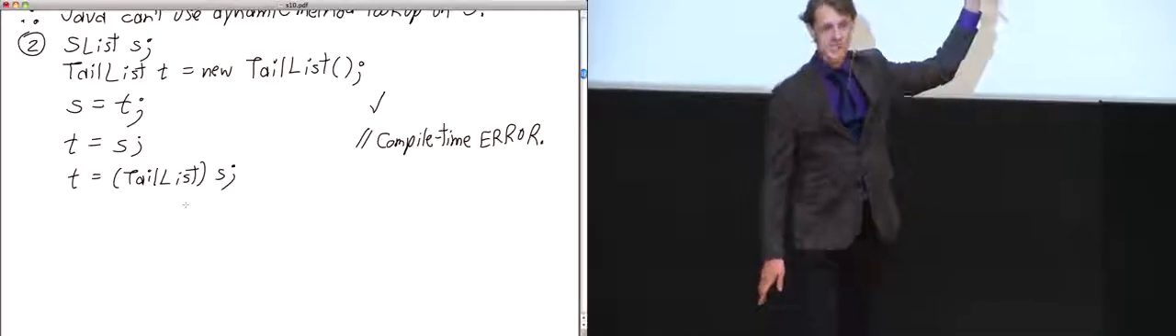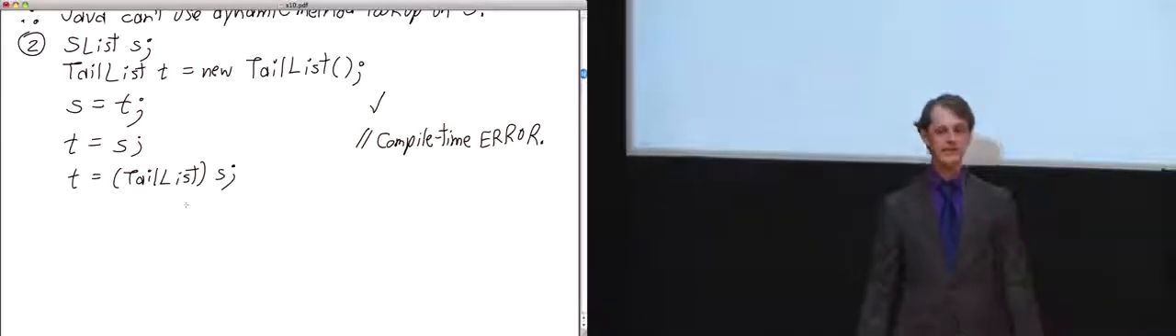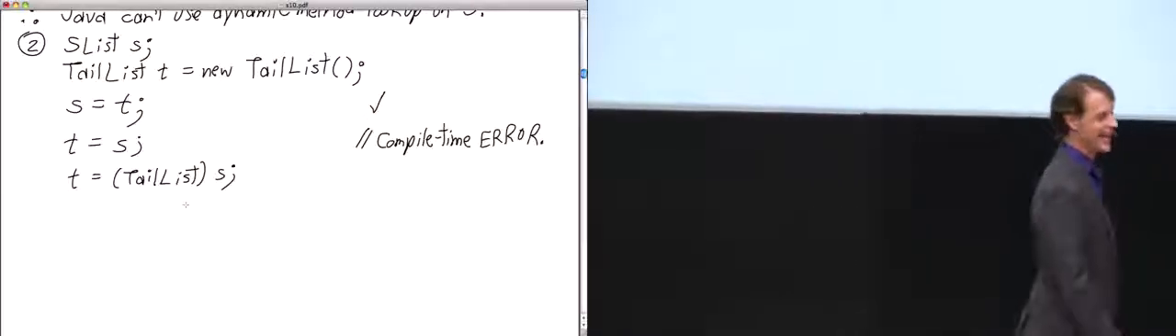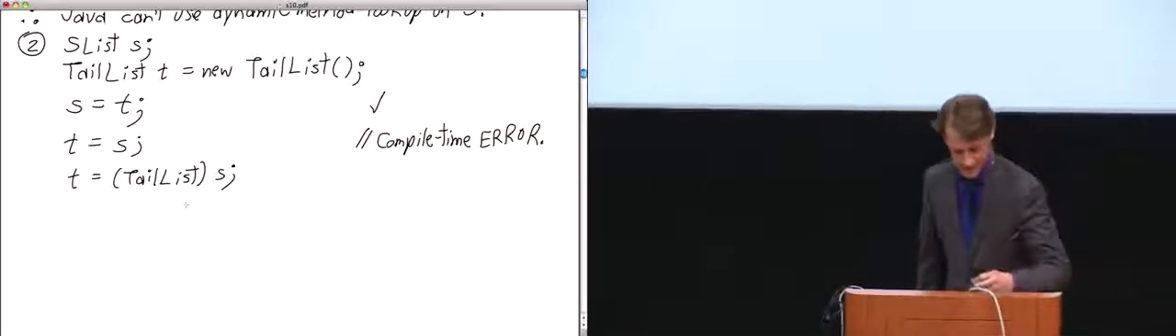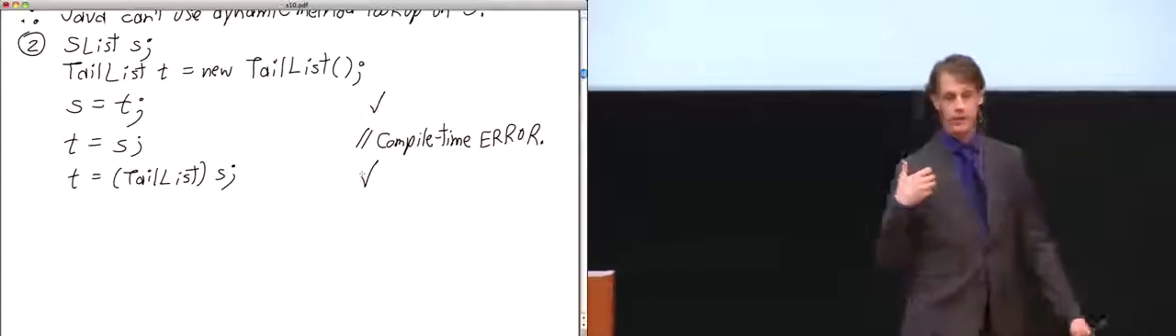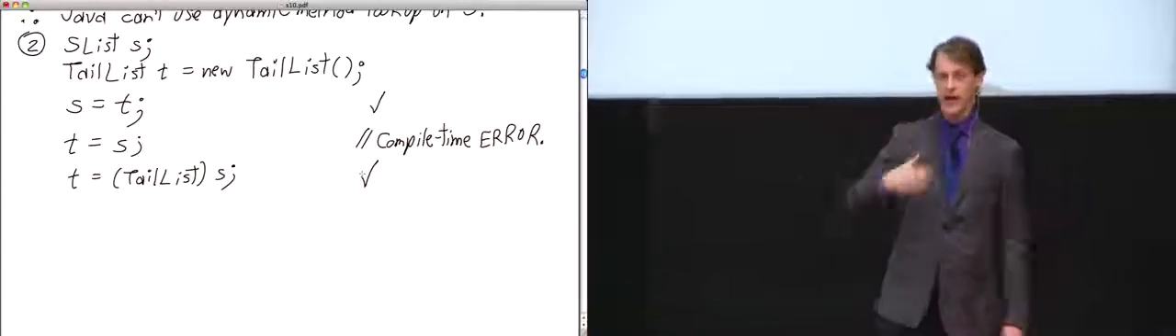Java listens to my reassurance that this really is a tail list and thinks about it a moment and then says, okay. And she goes ahead and compiles that code for me. And when we run that code, yeah, that really is a TailList. S points to a TailList. And so I fulfilled my promise, and everybody is happy.